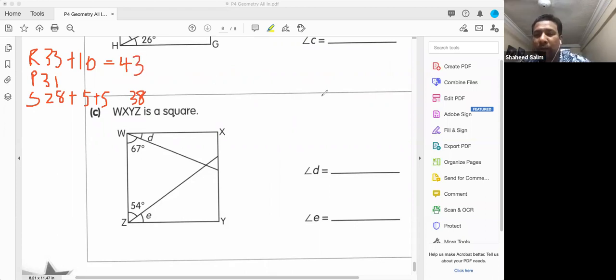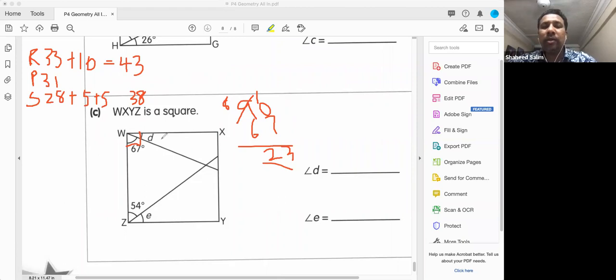Putra, what about you? Okay, how to do this one? Very simple, Putra. Look, this whole thing is 90, no? 67 plus D is 90. So take 90 minus 67. What do you get? You get 23. You don't get 13. You don't believe? Okay, minus, now here you borrow 8. So 10 minus 7 is 3. 8 minus 6 is 2. So you wrote 13. That's a careless mistake.